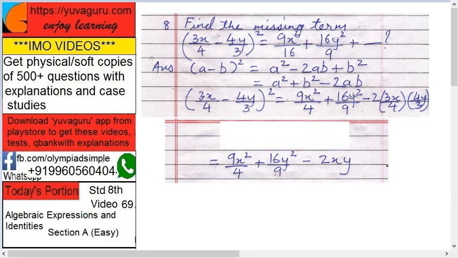See this. This remains as it is. Only check this minus part. Minus 2, 4 gets cancelled, 3 gets cancelled. So 2xy. That is the required answer. 9x square upon 16 plus 16y square upon 9 minus 2xy.